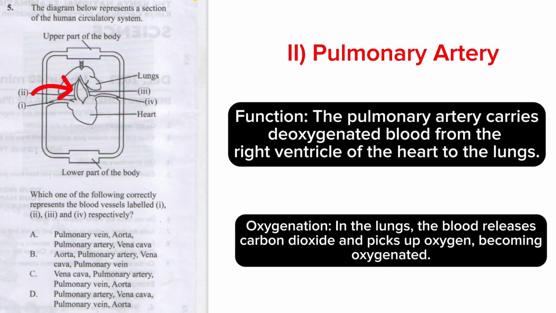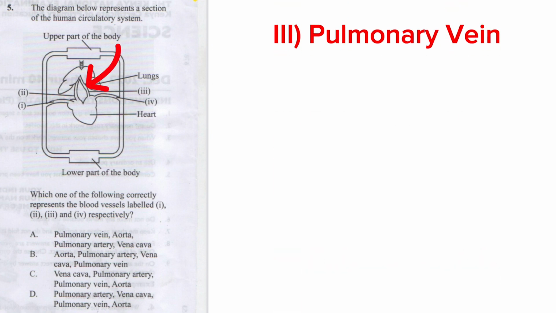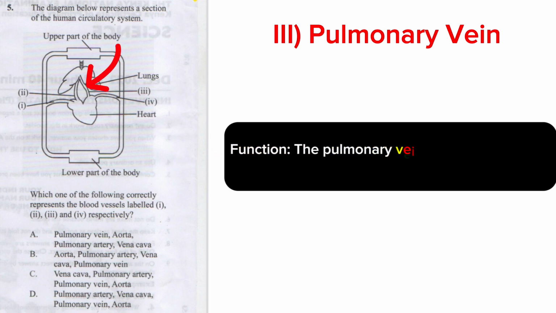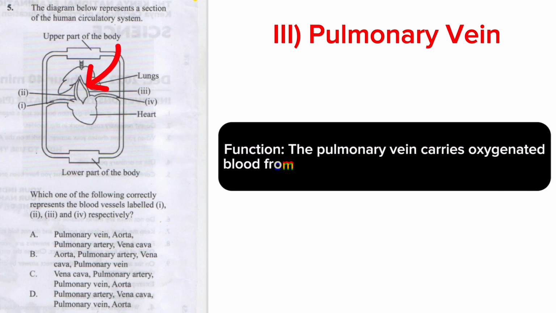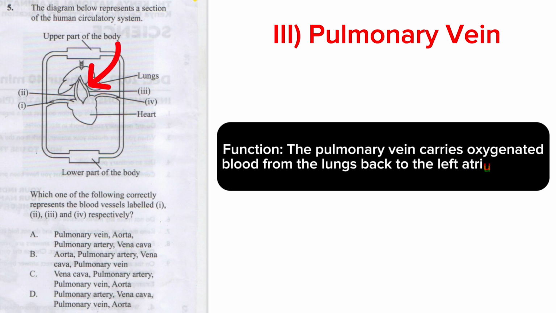So in the lungs is where blood is purified. From the lungs, the oxygenated blood has to go back to the heart, and that is where the pulmonary vein comes in. The major function of the pulmonary vein is that it carries oxygenated blood, the one that has been purified from the lungs, back to the left atrium of the heart.